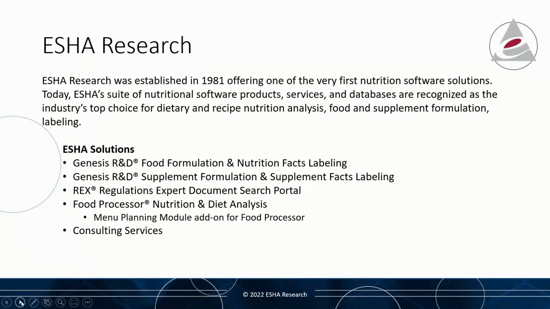Before we get into the main topic of today's presentation, let me give you a little background on ESHA Research. ESHA was established in 1981 and has grown from offering one of the first dietary nutrition analysis software solutions to a full suite of products and services, including our labeling compliant applications, Genesis R&D Foods and Genesis R&D Supplements, REX, which is our new regulatory document search tool, of course, Food Processor that we're showing you today, and ESHA Consulting Services that provides labeling services and specialized expertise for the industry.